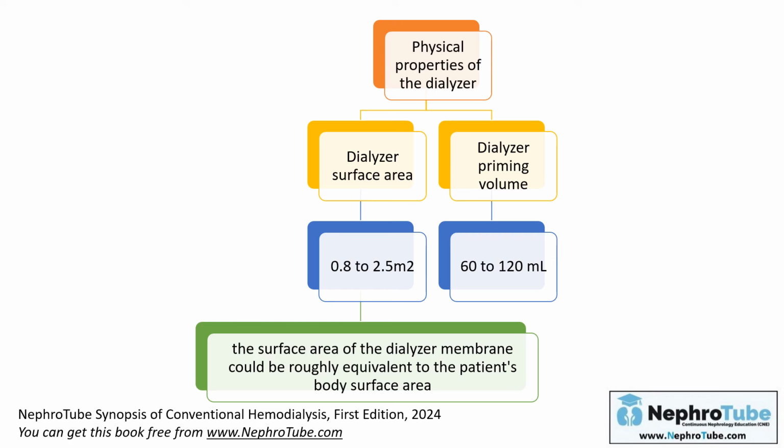The other point of physical properties of the dialyzer is the dialyzer priming volume. We discussed priming volume in the second lecture on the extracorporeal circuit, and we mentioned that priming volume is the volume of blood that can fill a cavity. So the cavity here is the dialyzer, and the volume of blood that can fill the dialyzer ranges from 60 to 120 ml, depending on the surface area of the dialyzer.